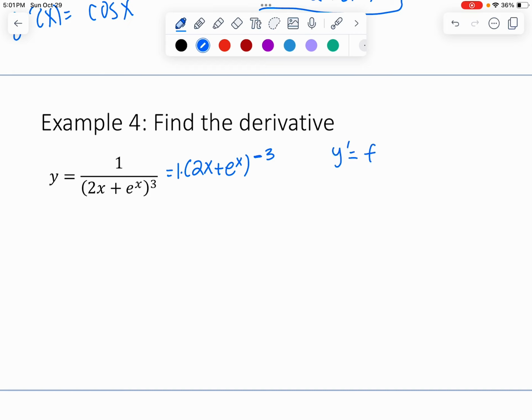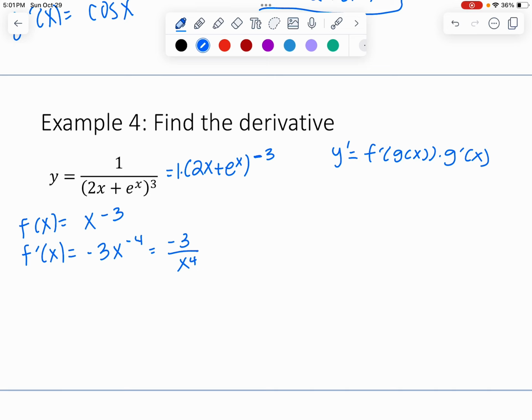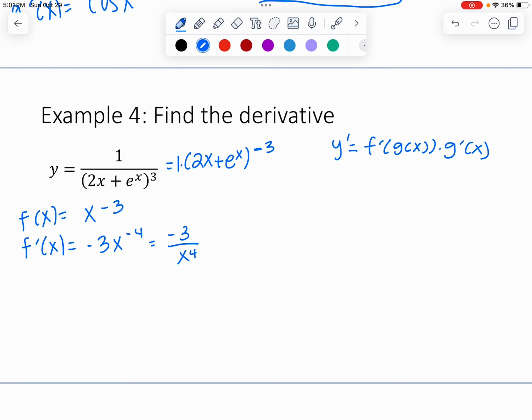And so again, I will write my chain rule over here. And then I will identify some parts. So the outside function is going to be x to the -3 power. Its derivative is -3 x to the -4th power. And then for the sake of this looking cleaner, I'm going to simplify it. And then the inside function is 2x plus e to the x. The derivative of 2x is 2, and the derivative of e to the x is e to the x.